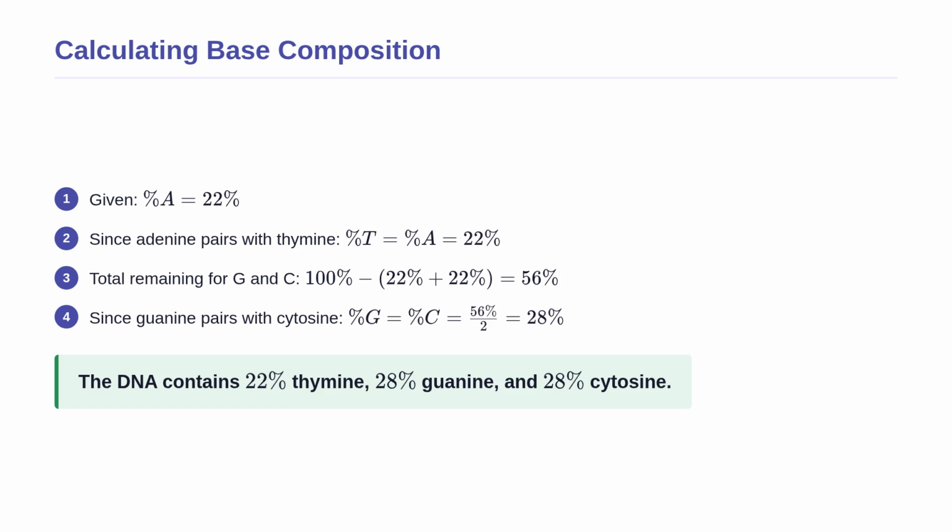Finally, since guanine and cytosine must be present in equal amounts, we simply divide 56% by 2. This gives us 28% for guanine and 28% for cytosine. We have successfully mapped the entire base composition of this bacterial DNA.